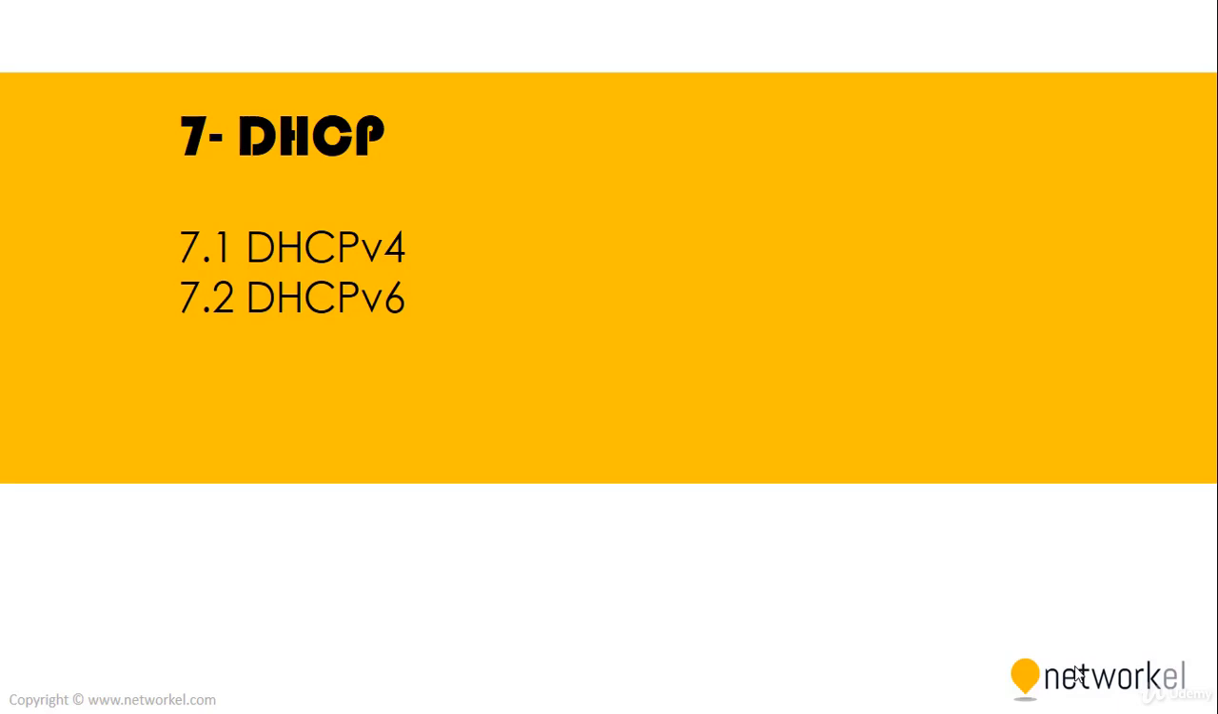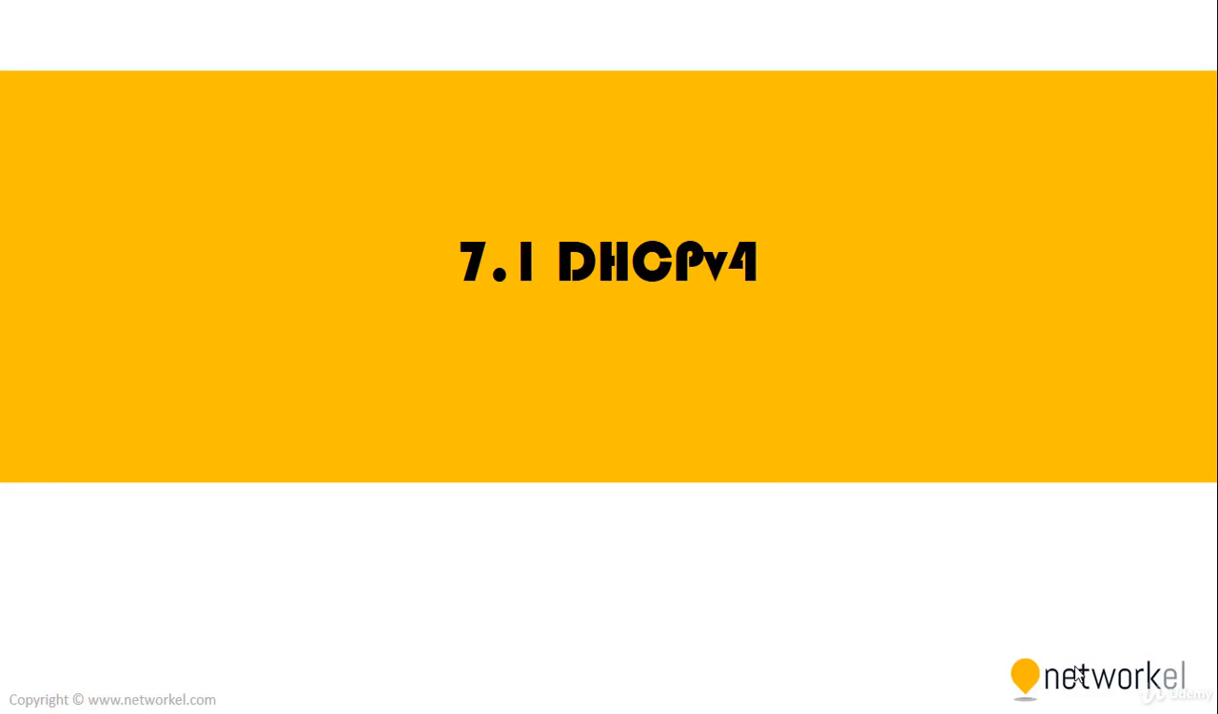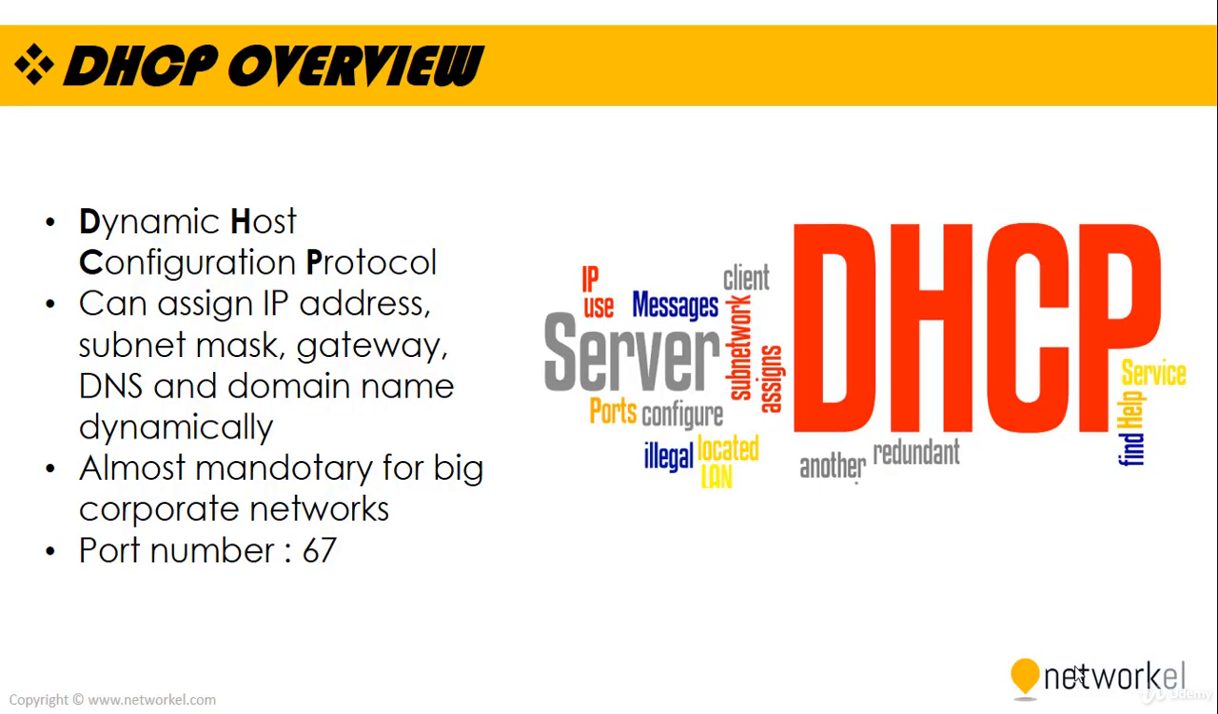In this section, we're going to talk about the DHCP protocol, and let's go ahead with DHCP version 4 first. DHCP is a client-server protocol that automatically provides an IP host with its IP address and other related configuration information, such as the subnet mask, the default gateway, or the DNS.